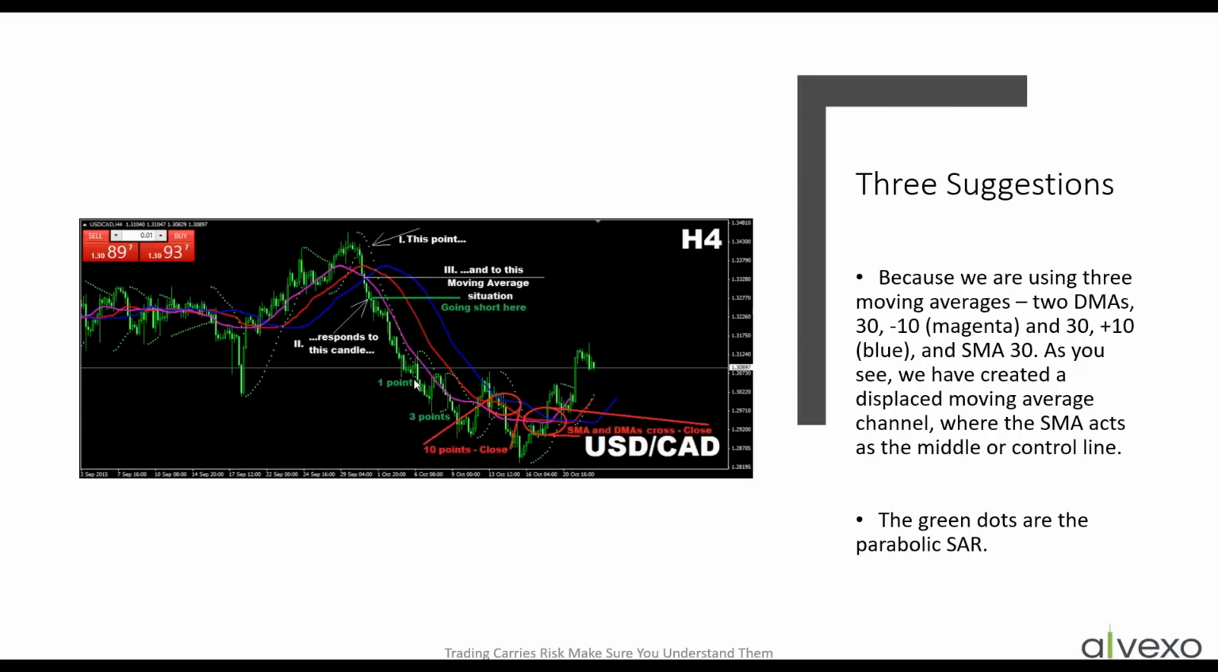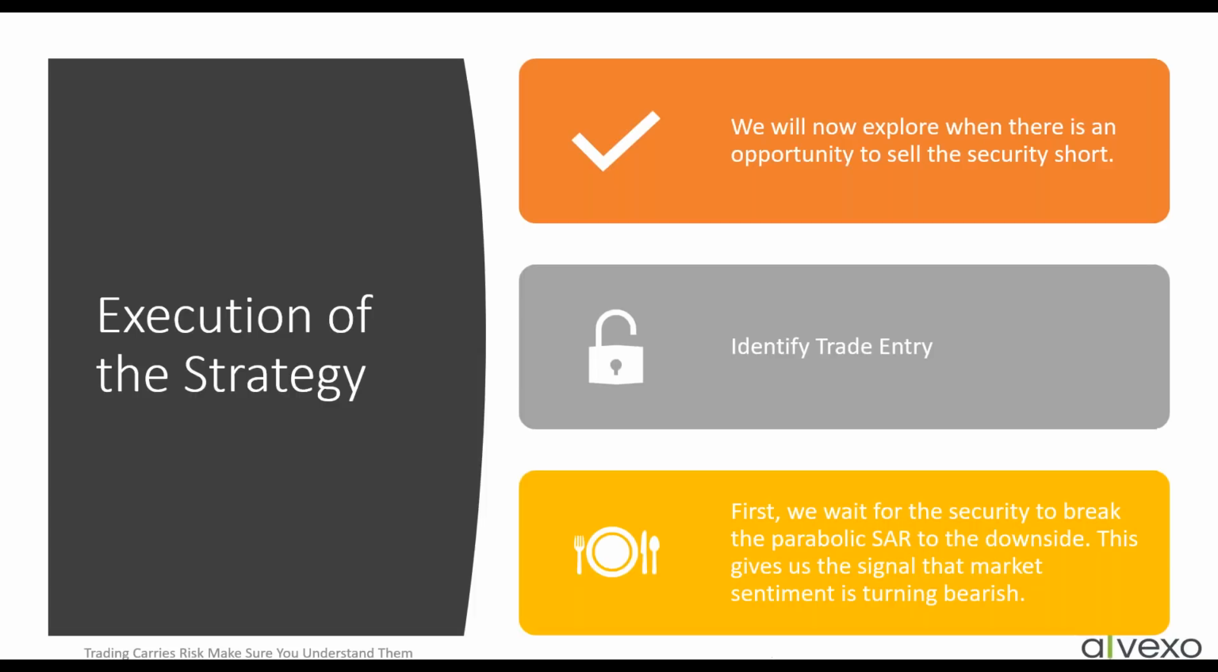Now, because we are using 3 moving averages, 2 DMAs, we're using a DMA at 30 minus 10. That's our magenta line here. So we've shifted that back 10. We've displaced it negative, or back to the left, 10 time frames. And we've taken a 30 period and added or moved it forward 10 time frames. That's the blue line here. So we've created a displaced moving average channel. What we've done is we're using that to build a channel. And that channel and the price movement within that channel can give us some information.